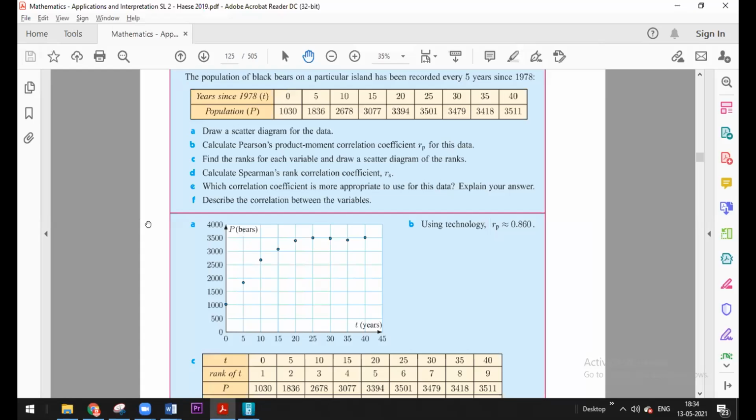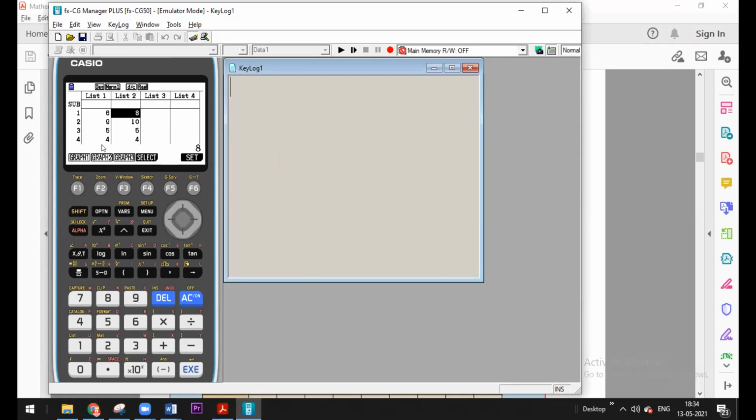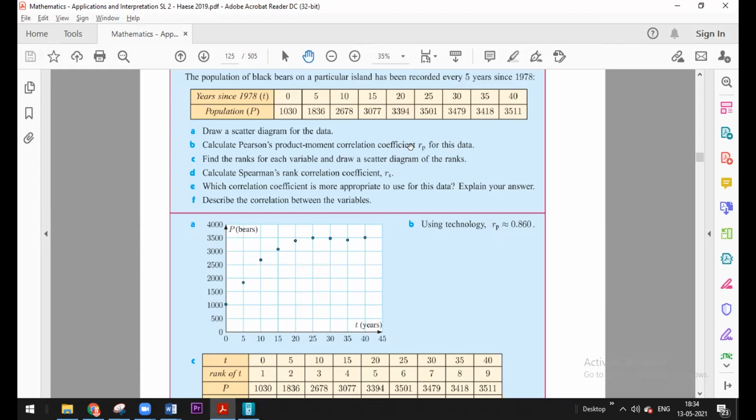Second, calculate the product correlation coefficient. You have to put this data in the Calci, list one, list two. Then go to calc, reg, x, and then ax plus b. You will get this r value, and that is your product correlation coefficient. Now the third point is where the Spearman correlation coefficient starts, where you have to rank each data.